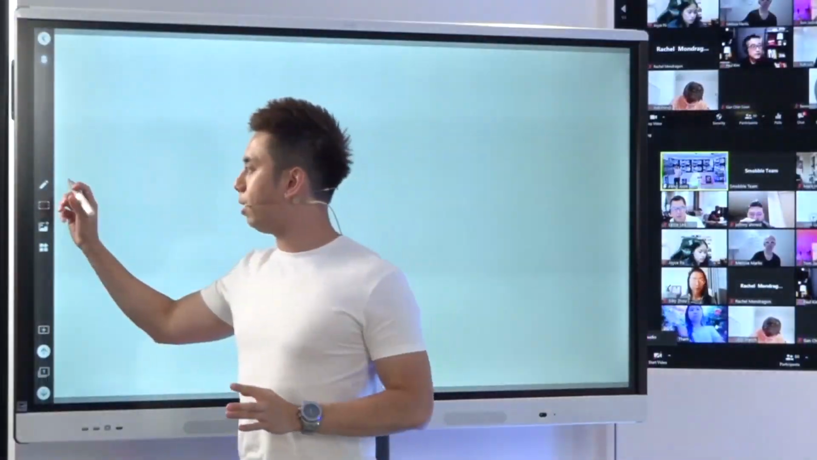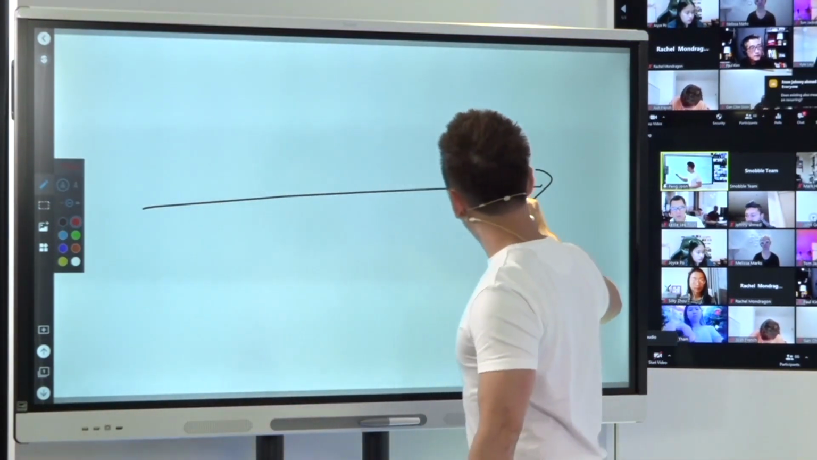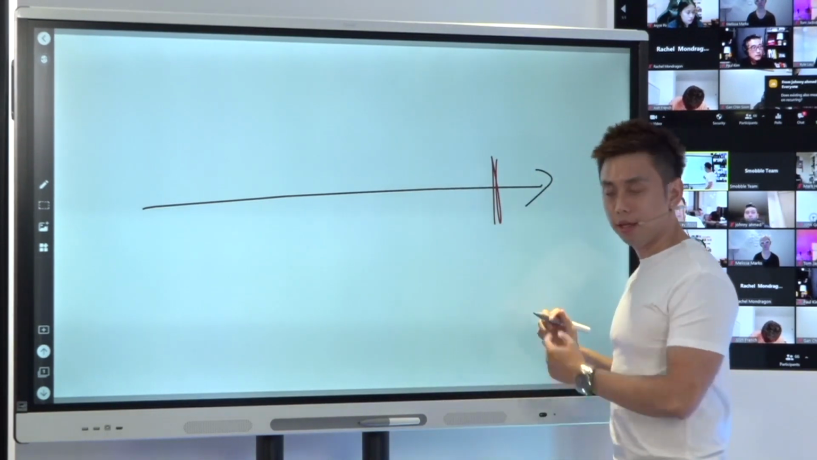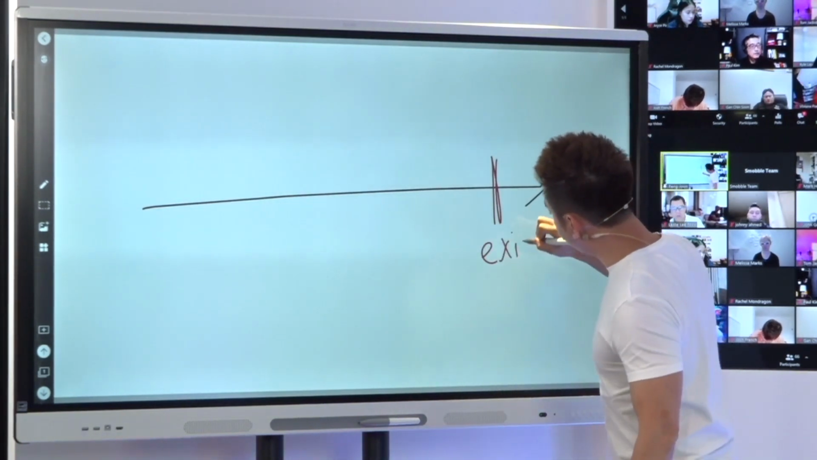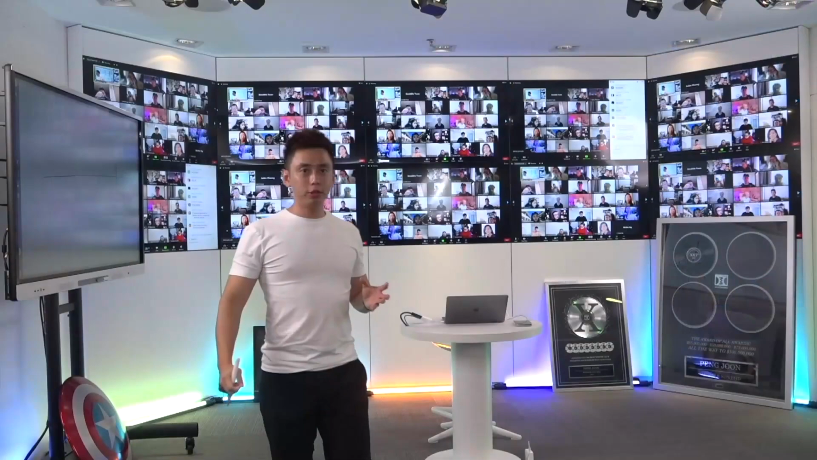So if you think about how cold and hot a lead is, on the right hand side over here, this would be existing buyers. Now, let me ask you this question. If you wanted to market and offer a product, would you say it's easier to market and sell to somebody that bought recently or somebody that bought from you a long time ago?